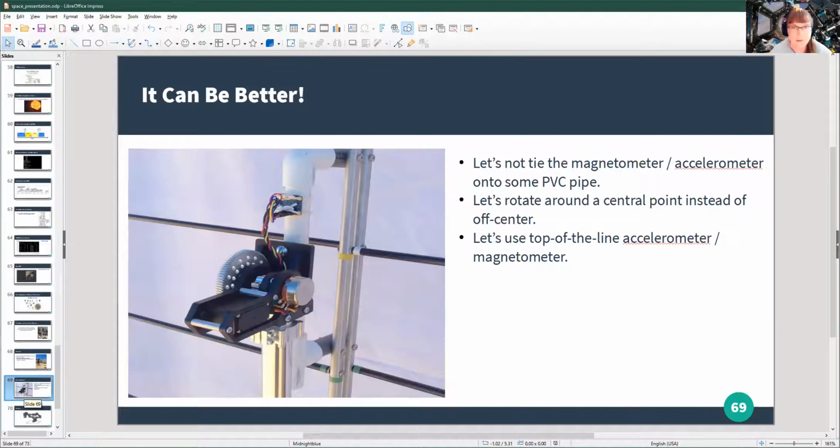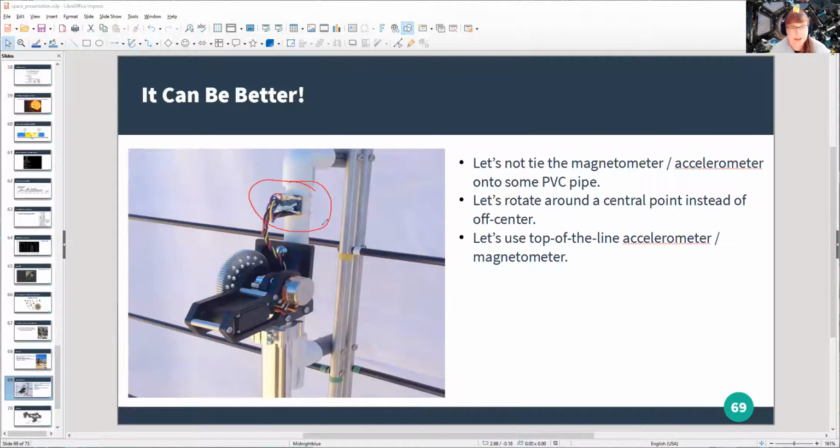He put, for example, this device here, which is a magnetometer or accelerometer, which tells where it's pointing. It's attached by rods on a PVC pipe. We can do better than that. And it is kind of rotating off center here. You can see how it's kind of lifted up off, like the gear is here, right? But it's rotating off center, which is going to need extra torque. But we can do something better.